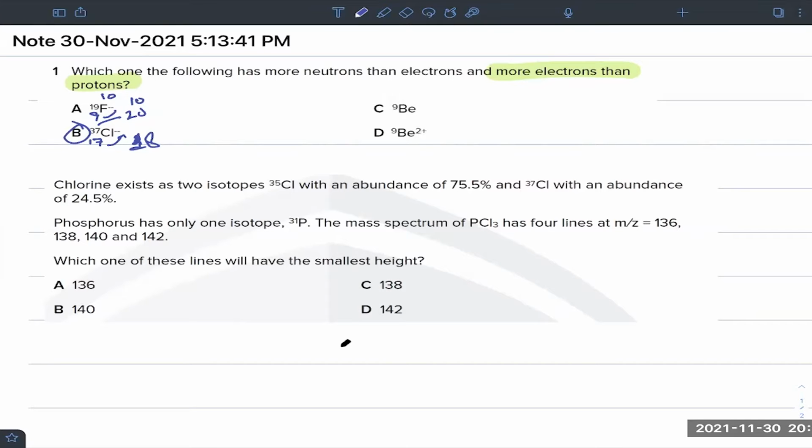Which one of these lines will have the smallest height? Again, the height of spectral lines, this is what they're talking about. The lines that you get when you run it. So this is your mass to charge ratio, and this is the percentage or abundance and all that. So they're saying that you will get 4 lines. Which one is least likely to occur?